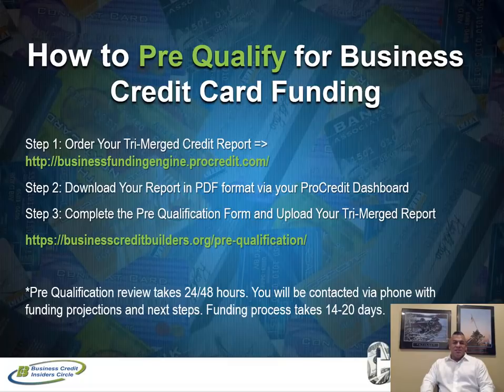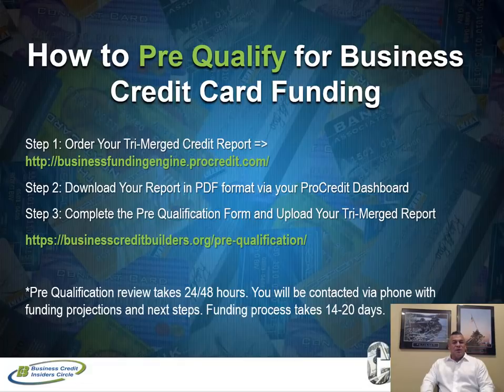So go to businessfundingengine.procredit.com. That's how you can order your Tri-Merge credit report with your scores for only $1. It's a service that allows you to see your report and scores every single month. It's a great product. If you don't want it, just cancel it within like 9 days, and then they won't charge you. I think it's like $29 a month or something like that.